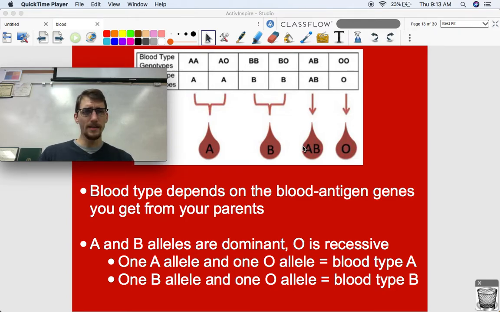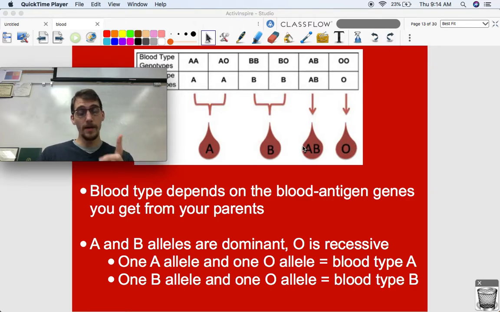How we can predict what blood types individuals are going to get is by using simple Mendelian genetics through Punnett squares. Hopefully you did those in like 7th grade or something, or in maybe one of my classes as well. A and B alleles are dominant, while the O allele is recessive. That means you get a variation of a gene for blood antigens. There are 3 variations: you could get A or B or O.